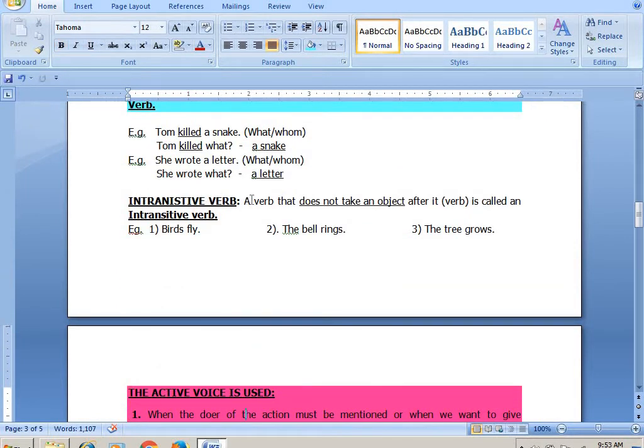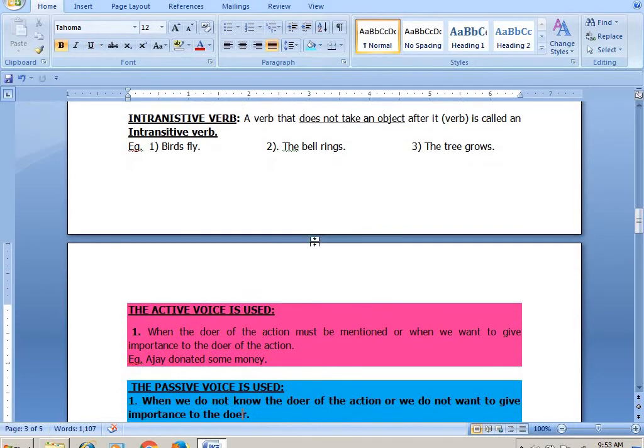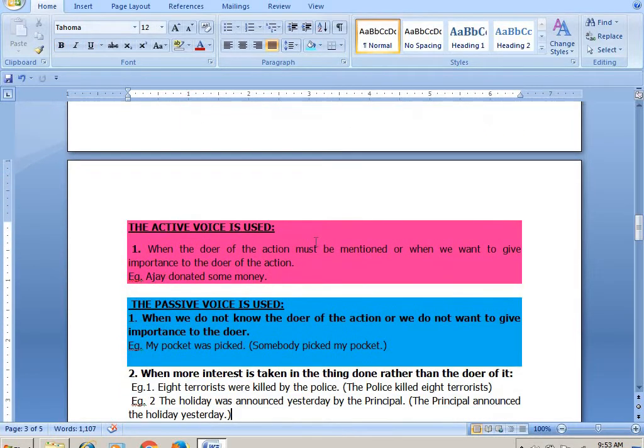A verb that does not take an object after it is called an intransitive verb. Birds fly. The bell rings. The tree grows. Over here, this is an intransitive verb because you cannot ask the question, and by asking the question, you do not get the answer. The answer has to be the object. Now, that is about transitive and intransitive. Let's go to the active and passive.